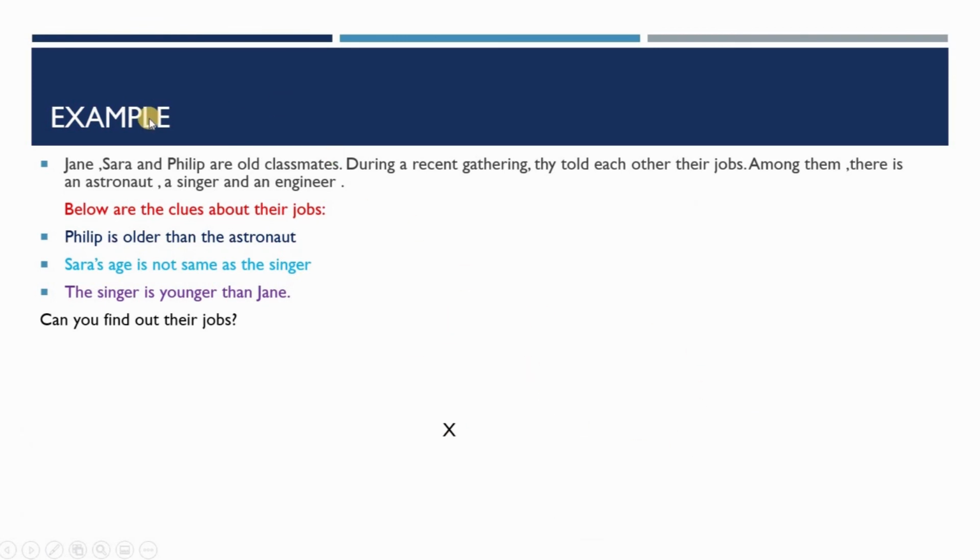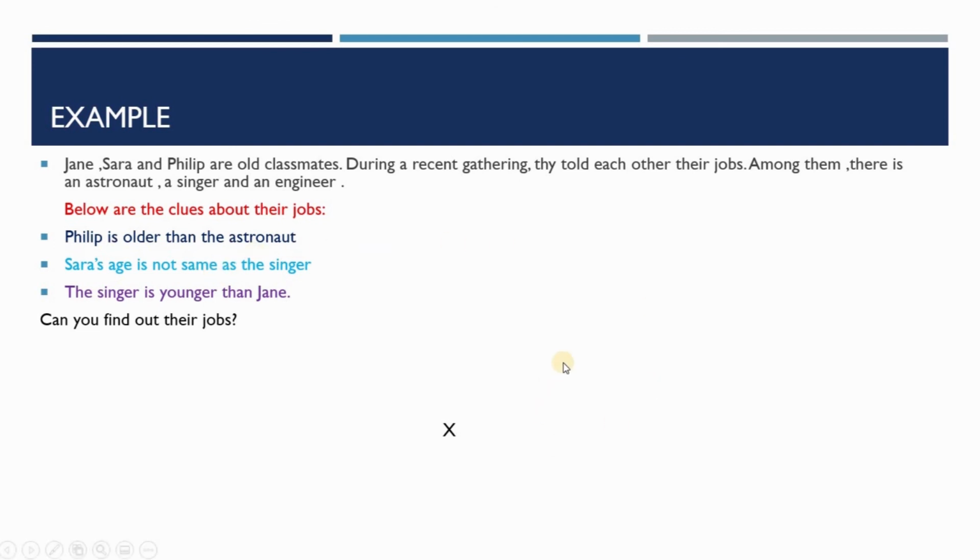Let's look at another example. Jane, Sarah, and Philip are old classmates. During a recent gathering, they told each other about their jobs. Among them, there is an astronaut, a singer, and an engineer. Below are the clues about their jobs. Philip is older than the astronaut. Sarah's age is not the same as the singer's. The singer is younger than Jane. Can you find out their jobs?